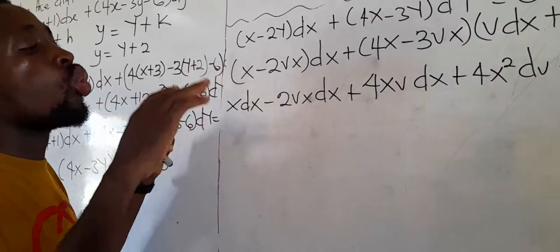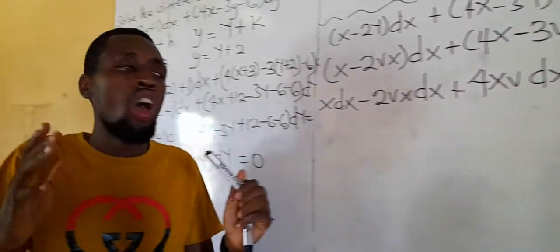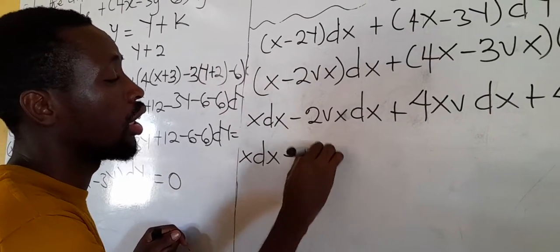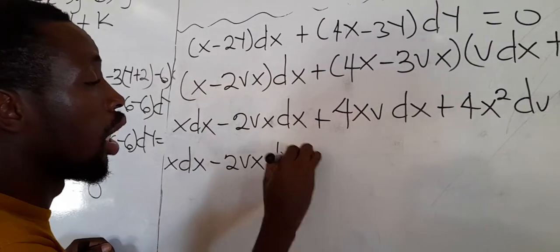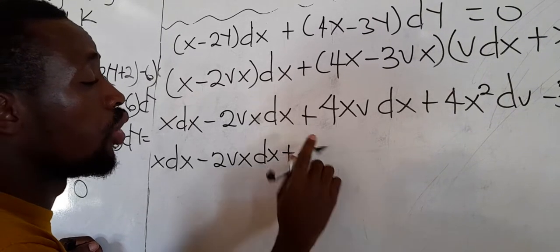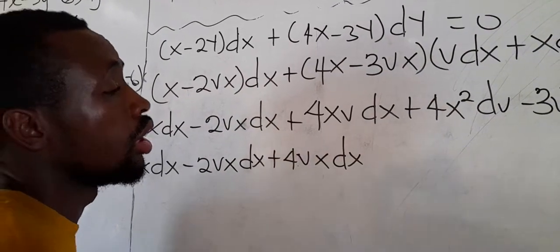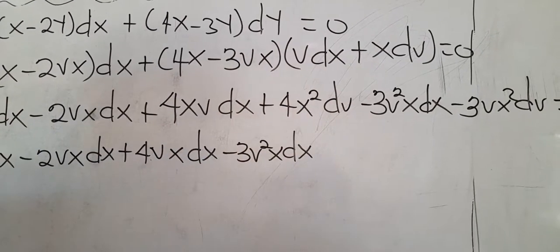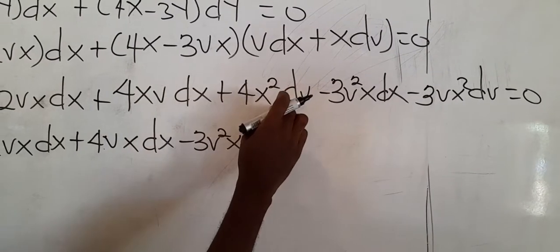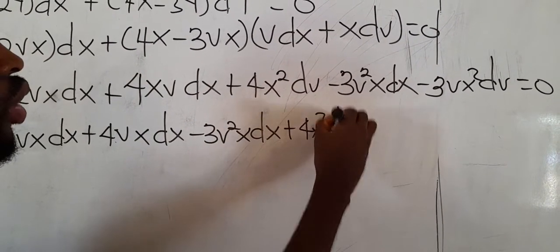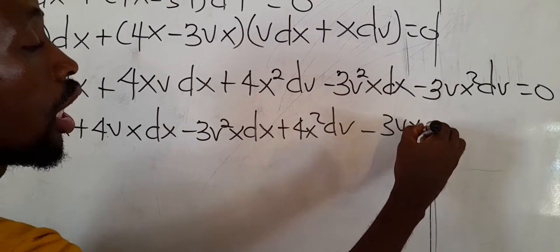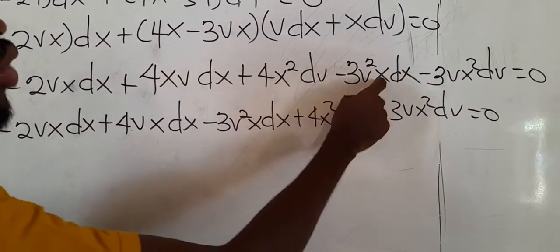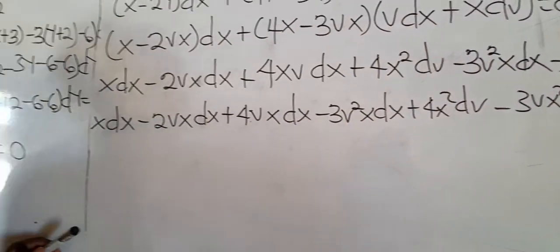Now what's the next thing? We need to group like terms. We group like terms, all the dx's together, all the dv's together. So we have x dx minus 2vx dx plus 4xv, or let's make it vx, is the same thing, vx dx. There is another dx here, so minus 3v squared x dx. Is there any dx again? No, but we have dv here. So plus 4x squared dv minus 3vx squared dv equal to 0. Now count it to see if there is: 1, 2, 3, 4, 5, 6. 1, 2, 3, 4, 5, 6. So we are on the right track.